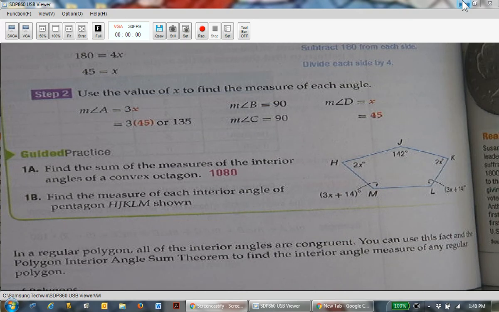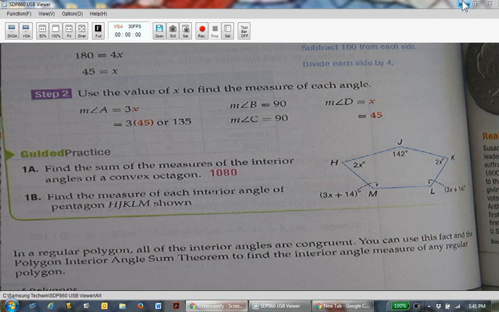Yeah, it is 5. So that is going to equal all the angles: angle H plus angle J plus angle K plus angle L plus angle M. What is angle H equal to? How about J? How about K? How about L? 3x plus 14. And how about M?